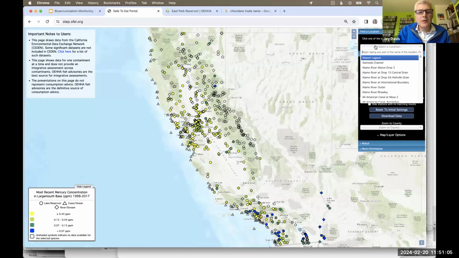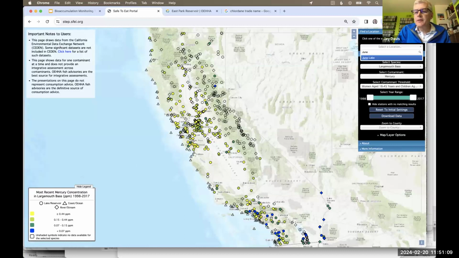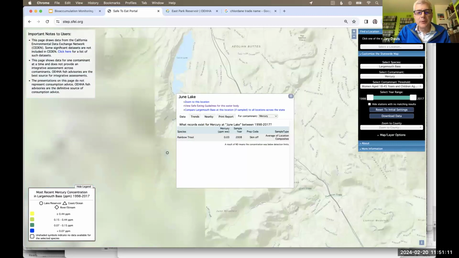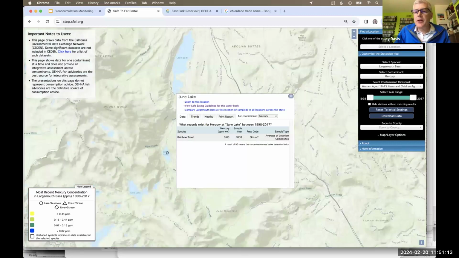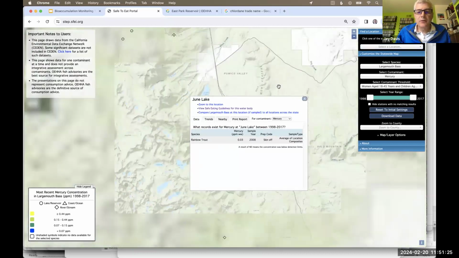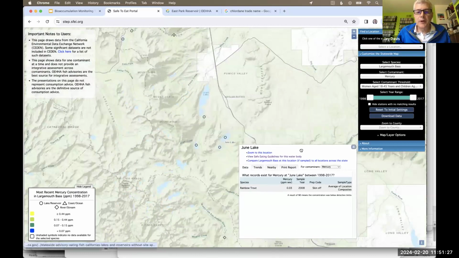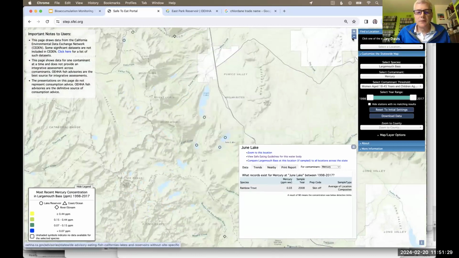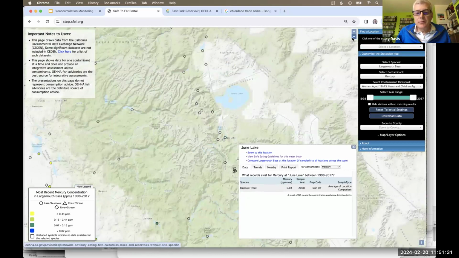All right, so June Lake was a lake that Wes thought would be a good example. I just typed the name June Lake into the portal here, and it popped up. So here's the location. You can zoom out to get a better idea of where we are up in the Sierra. It's kind of south of Mono Lake there.